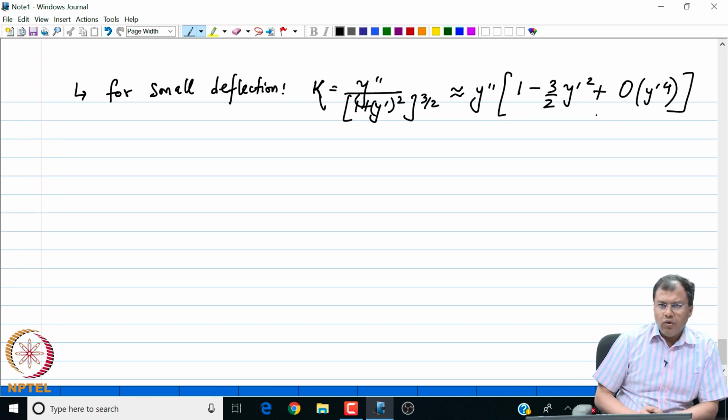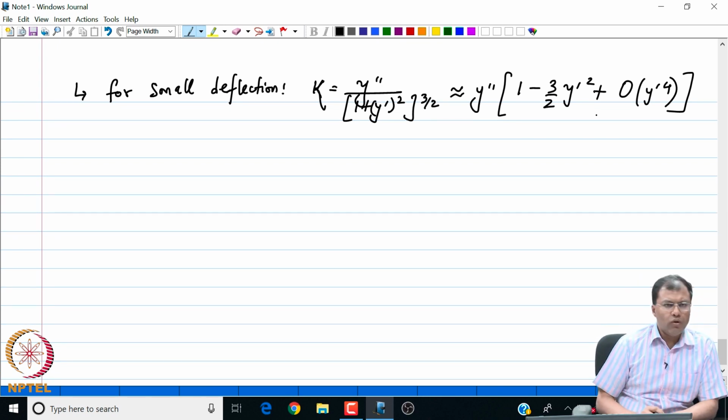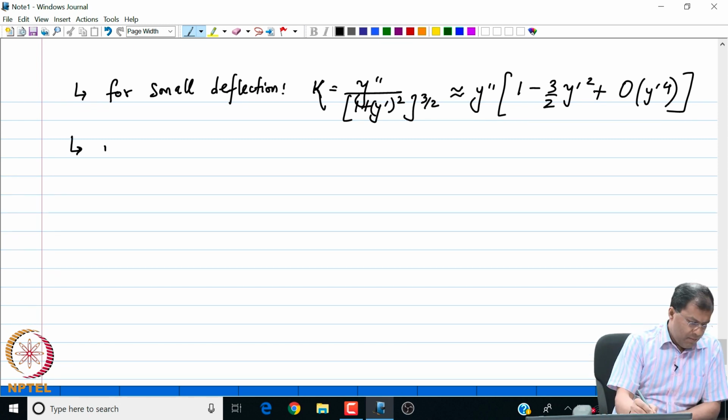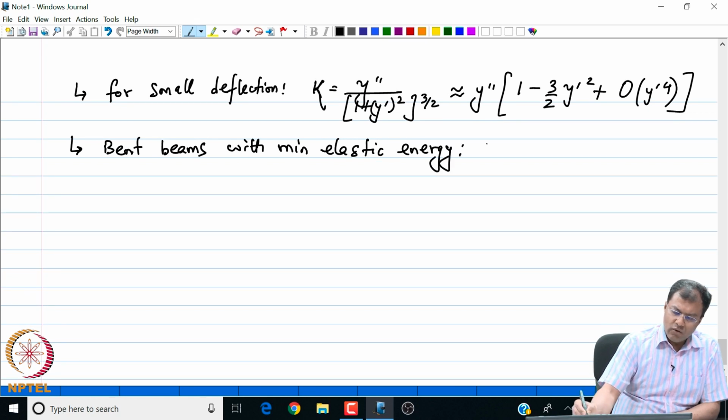So we are going to look at the class of beam problems from now in this lecture where we minimize the elastic energy, and those class of beam problems with minimum elastic energy are known as Elastica. So we are going to look at the shape of Elastica for different setups. Bent beams with minimum elastic energy are known as Elastica.